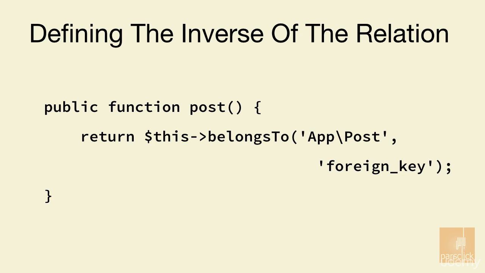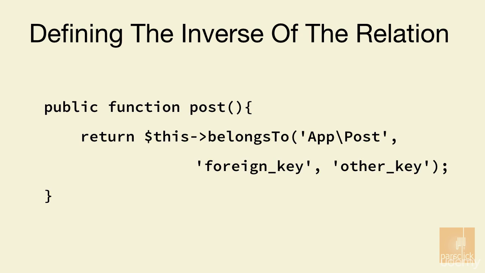If your parent model does not use id as a primary key, or you wish to join the child model to a different column, you may pass a third argument to the belongsTo method, specifying your parent table's custom key, like so. So that's all you need to know about one-to-many relationships. As you could see, there are some rules that you need to follow.